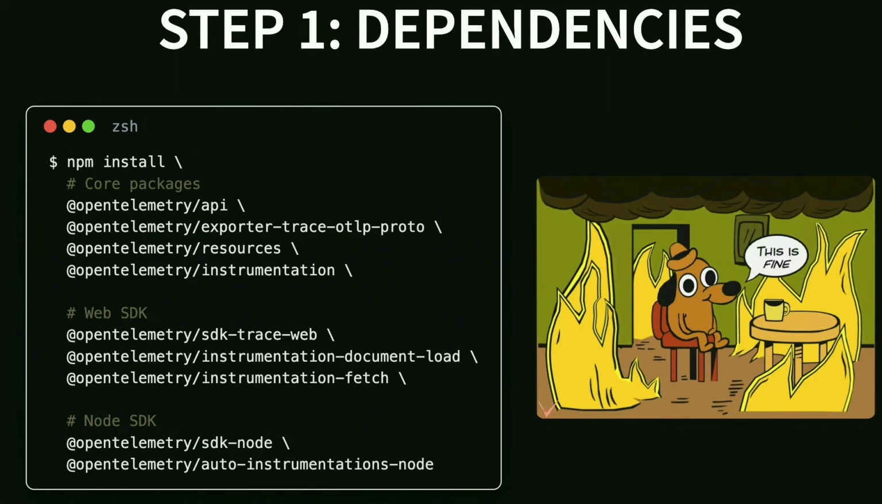And since SvelteKit typically has a backend and a frontend, we have to install some core packages first that are available everywhere, and then some web packages specifically for the frontend part, and some server packages, in this case the Node SDK, for the backend part.